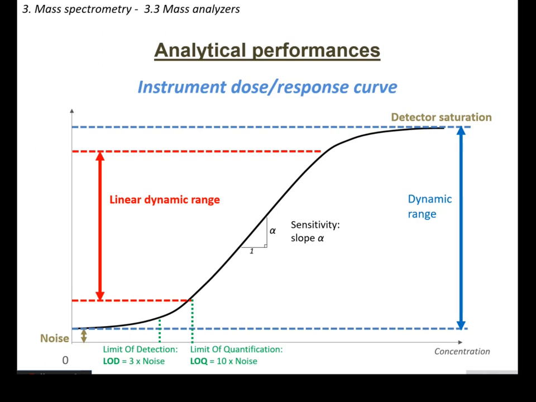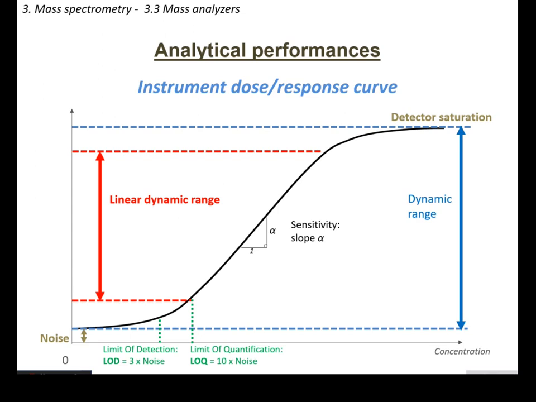Then you have a linear range, so you increase the concentration and the signal increases proportionally. And the slope of this curve is, of course, the proportional factor, and you call it the sensitivity. And finally, you will reach the upper part of the curve where the signal will flatten. You can increase concentration, but it won't much increase the signal until it doesn't increase the signal at all. And then you've reached the detector saturation. You can increase the concentration as much as you want. You won't gain any signal. The detector is already saturated.